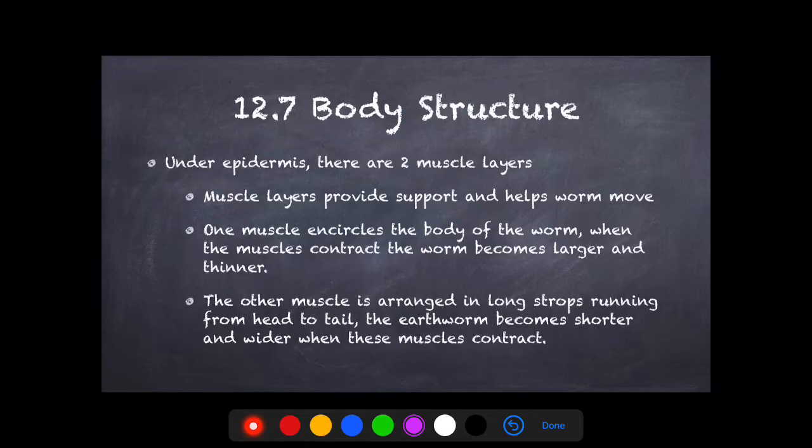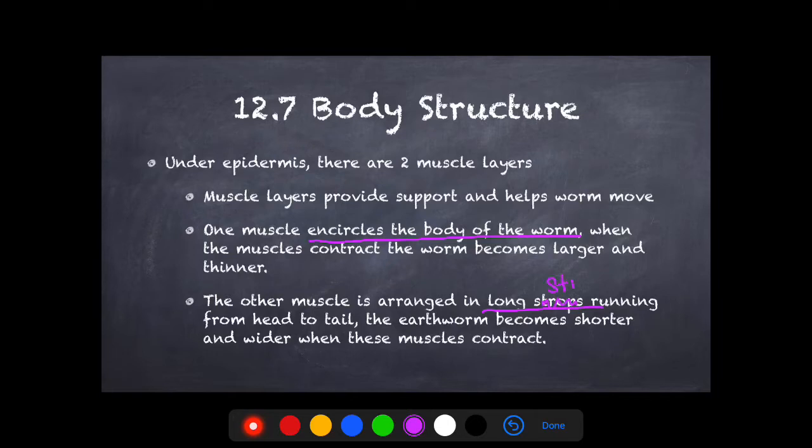Okay, so underneath the epidermis, being the outside of the covering, we have two muscle layers. The main job of the muscle layers is to help the worm be well supported so that it can move, and also for the worm to have some sort of rigidity because it doesn't have a skeletal system like bones. So there are two types of muscles. The one muscle is going to go around the body of the worm, so it's going to encircle the body of the worm, and when these muscles contract, the worm is actually going to look longer and thinner.